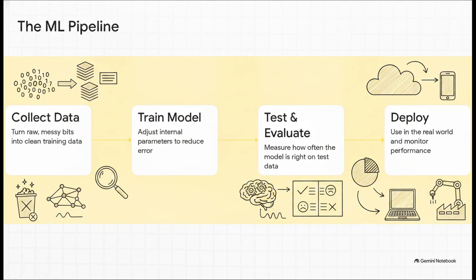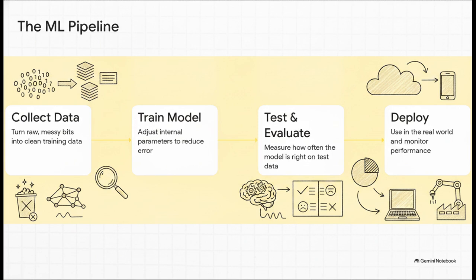Pretty much every machine learning system follows a core 4-step pipeline. Step 1 is collecting and cleaning the data. Fun fact, this actually takes up roughly 60 to 80% of an AI project's total time, because let's be real, bad data in means bad predictions out.